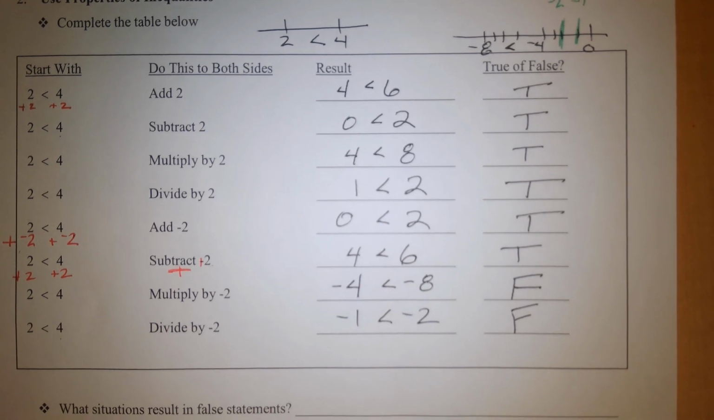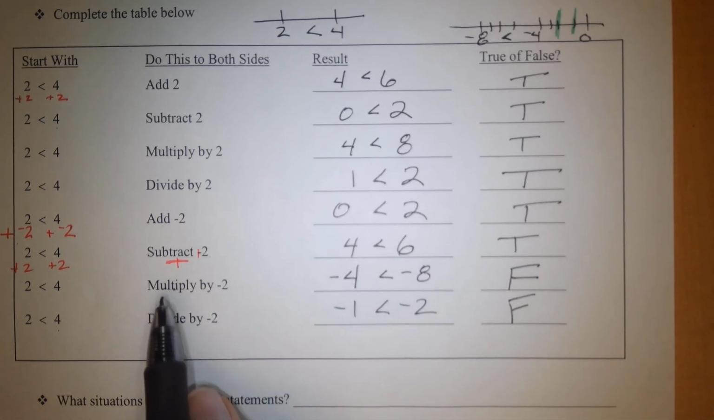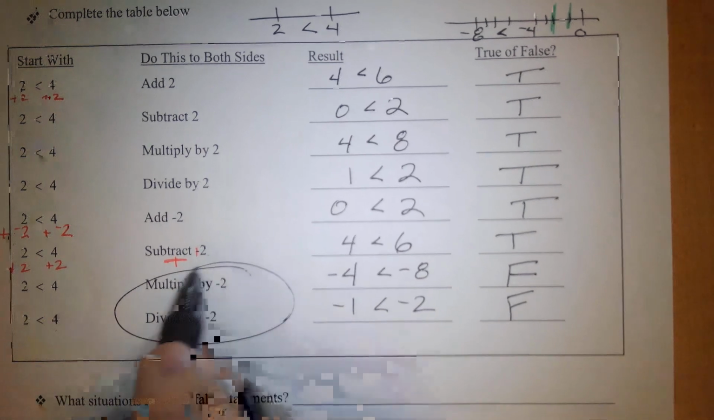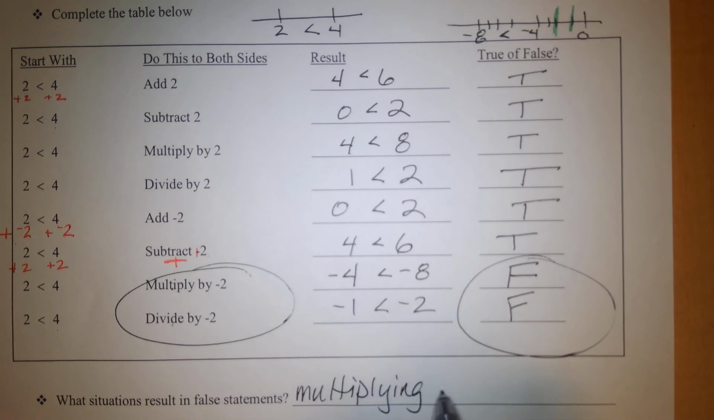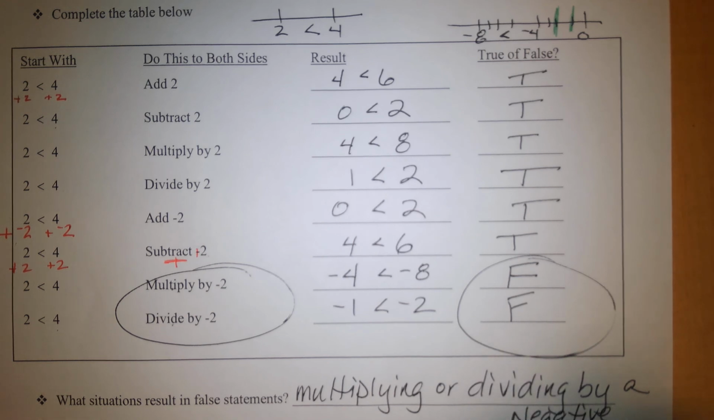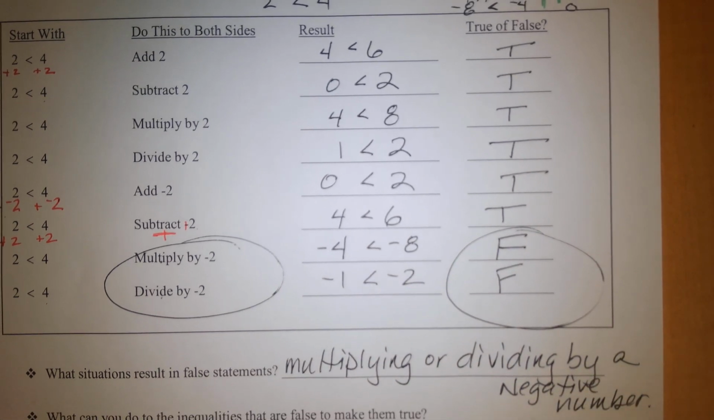So what situations result in false statements? Anytime we multiplied or divided by a negative number, that resulted in a false statement.